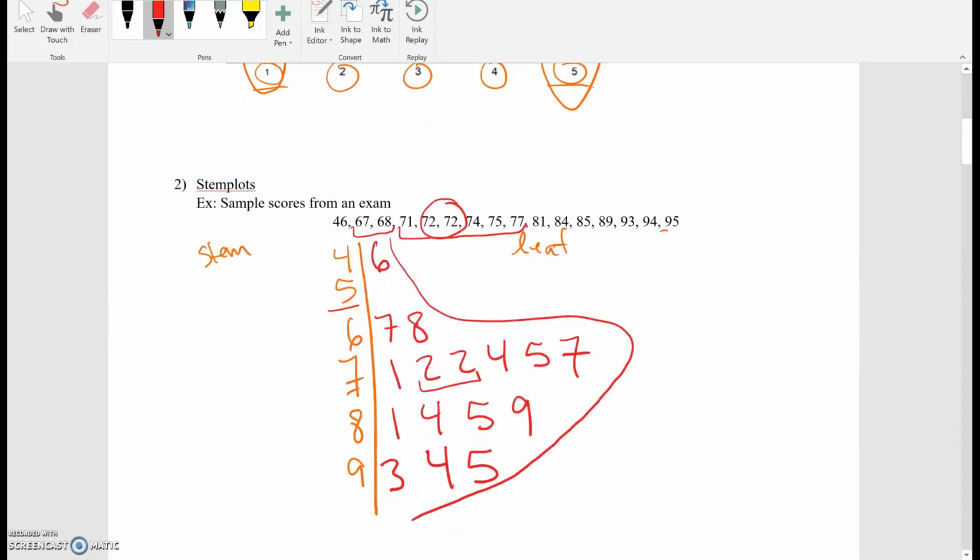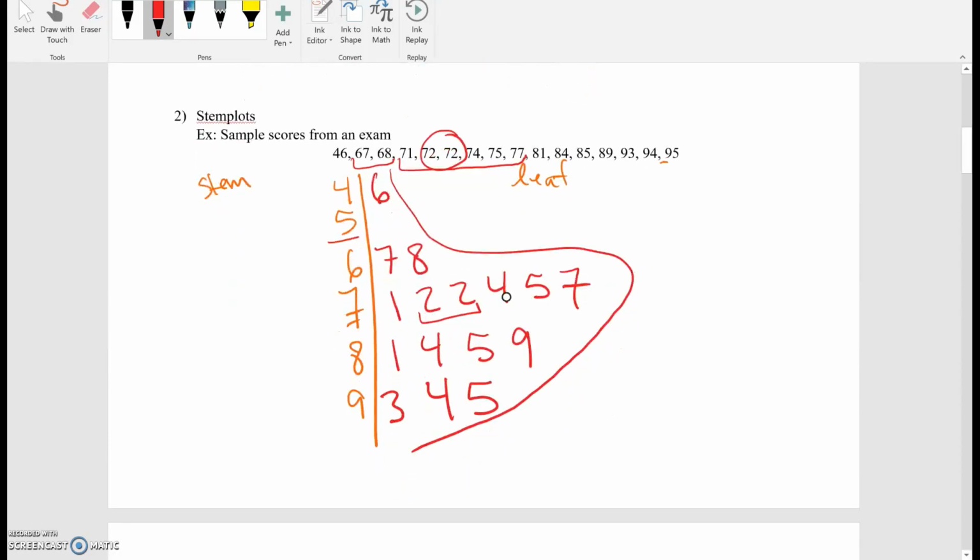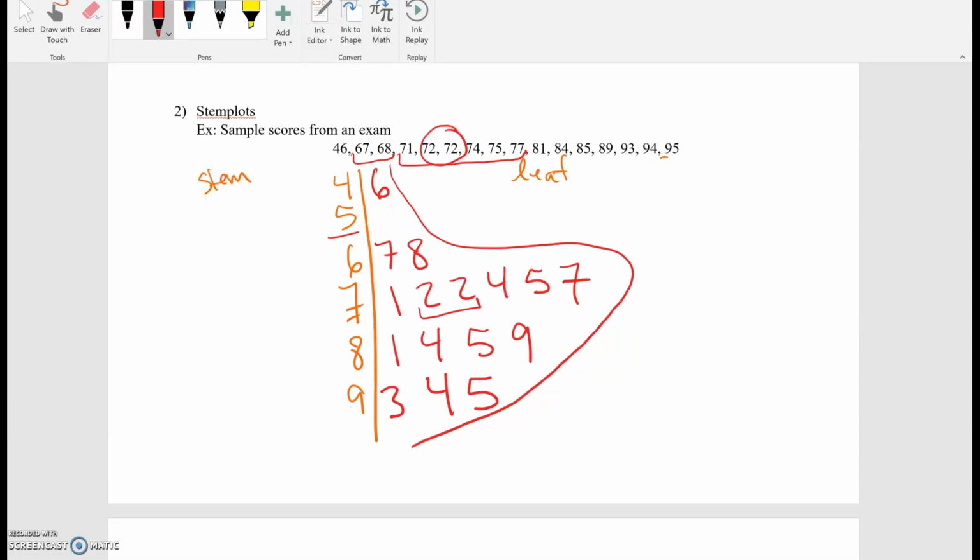Now, usually you have two different types of stems, and I'll show you when we're using StatCrunch. Sometimes there's a lot of numbers in the 70s, so you might want to break it down into two different 7s. I'll show you that in StatCrunch, but this is basically the basis of a stem plot.